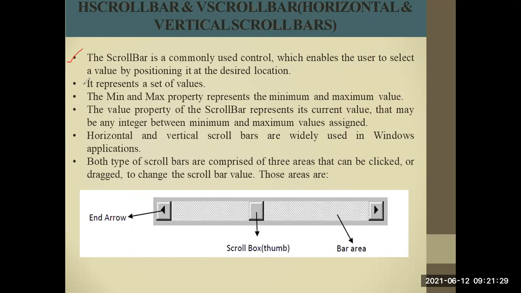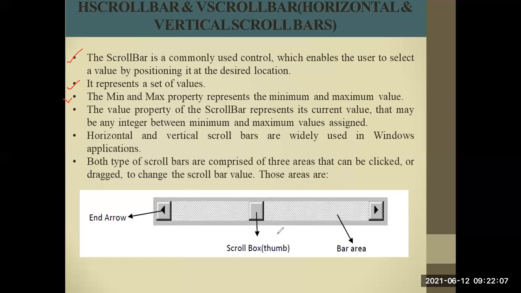Basically it is represented by a set of values. Every position will have a certain value, and based on that value we select the particular option. The scroll bar has properties such as the minimum and maximum value. Now suppose this is my horizontal scroll bar. Each position will have certain values.